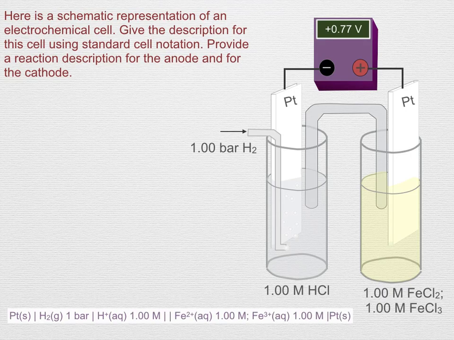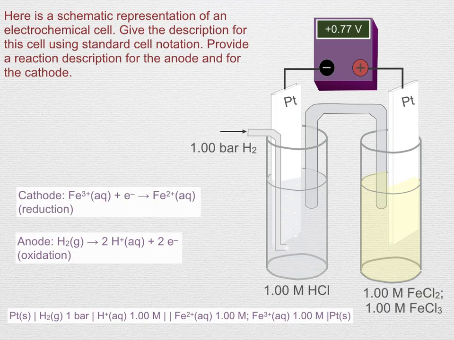Platinum electrode with a phase boundary to hydrogen in the gas phase at 1 bar pressure, another phase boundary to a solution with 1 molar H+ ions, a salt bridge to another solution with both iron 2+ and iron 3+, each at 1 molar concentration, and finally another phase boundary to another platinum electrode, which is acting as the cathode. And these are the reactions occurring at the 2 electrodes.